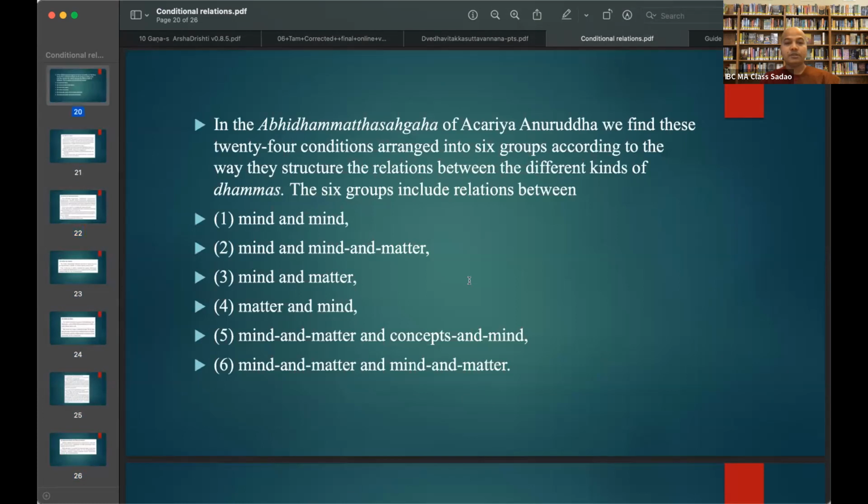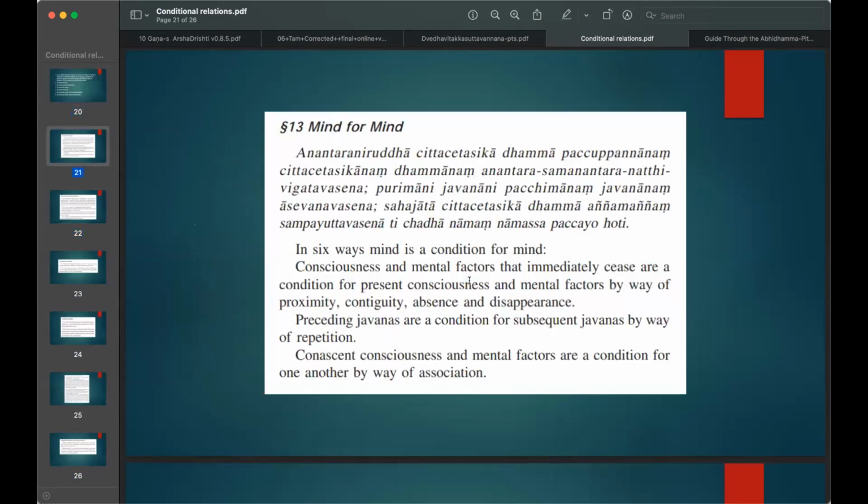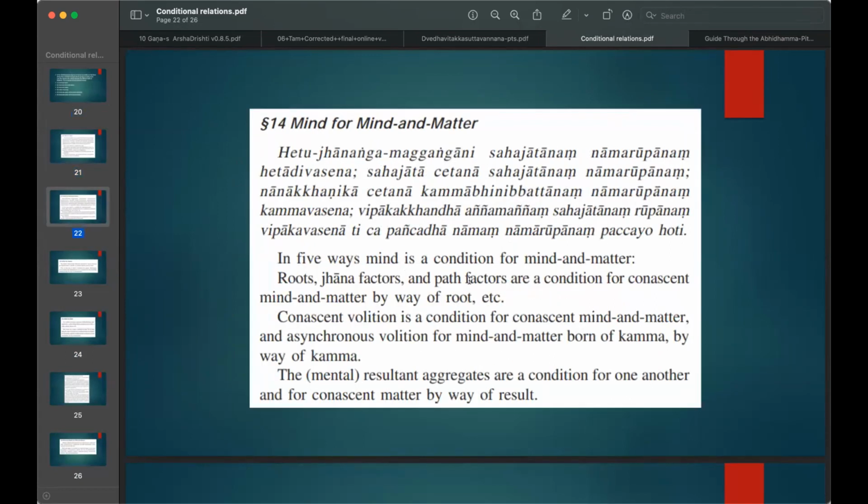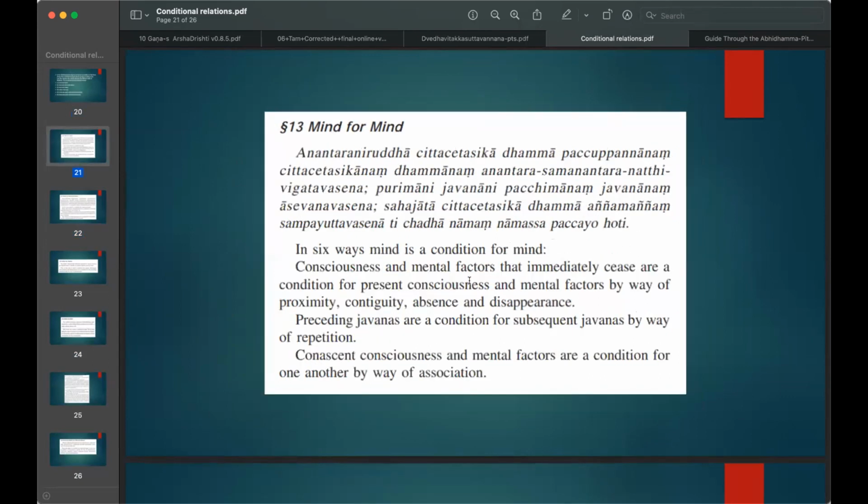Because this would need... Sorry, teacher, I'm just so confused about the mind and, you know, mind and matter. Does it mean the first one is dominant to the second one? Mind and what?